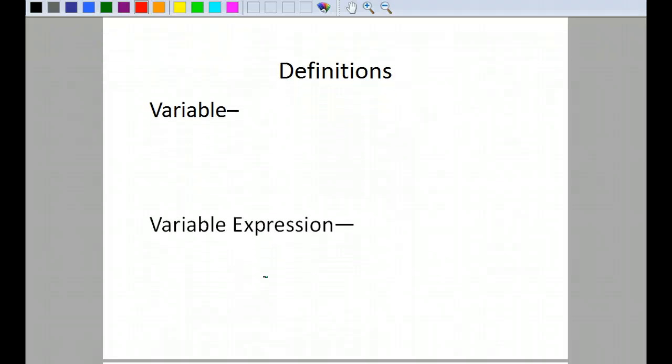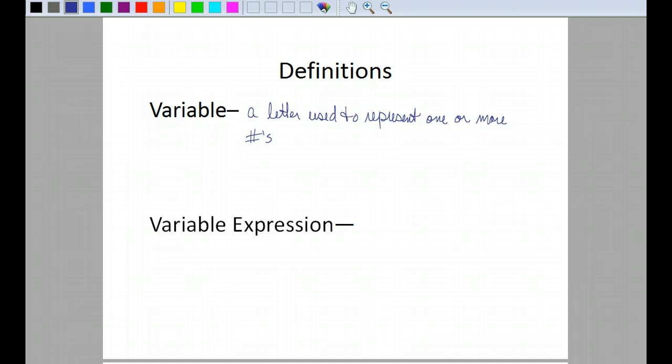So the first thing, we have some terminology that you need to know. I don't want you to be able to write the definition verbatim, but I do want you to recognize and to understand what these definitions are. So a variable is just a letter that's used to represent one or more numbers.